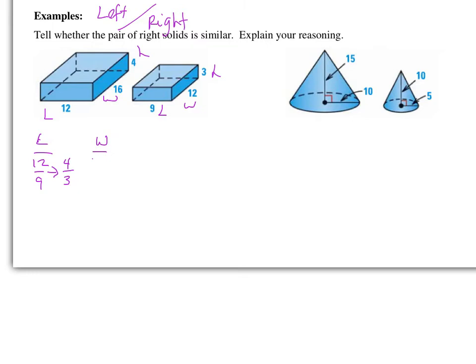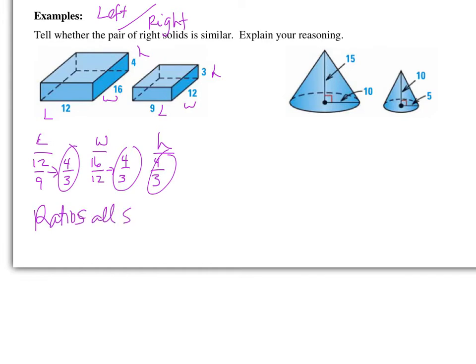Next would be my width, so 16 over 12, and 4 goes into both of those, so that'd be 4 over 3. Height would be next, so left over right, 4 over 3, and that just reduces to the same thing. So you can see that all of these ratios are the same. So that means, yes, they are similar. And then my scale factor again would be the 4/3 that we found.